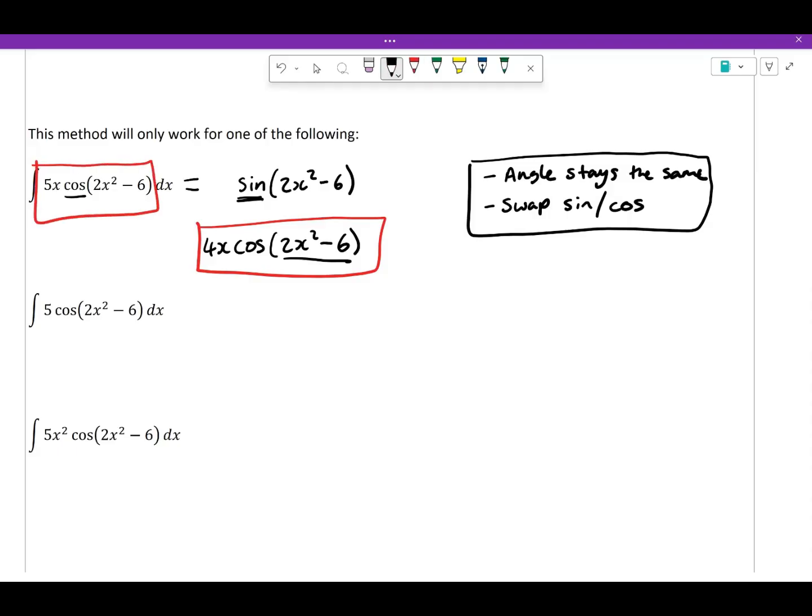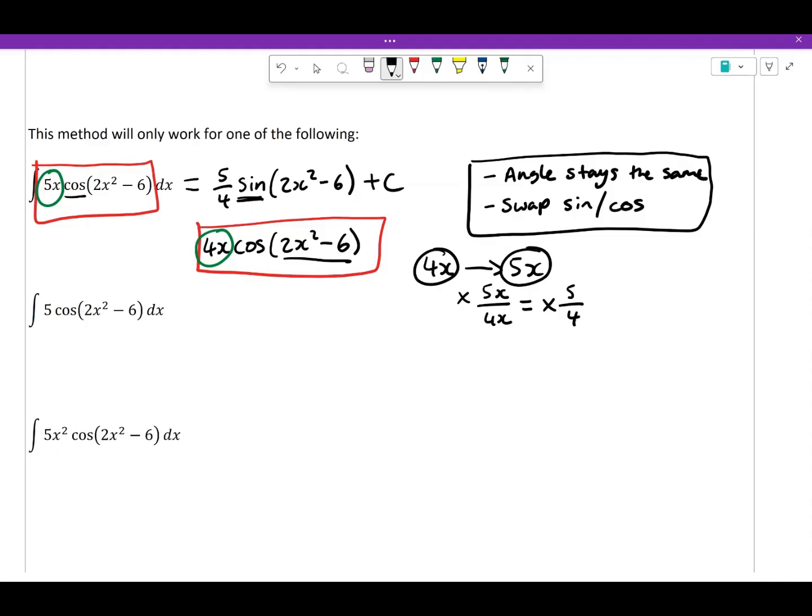So the question is, how do I get from 4x to 5x, which are the terms written in front of our trig functions? Well, what we'd have to do is multiply by the 5x divided by the 4x. So 5x divided by 4x simplifies to 5 over 4. Therefore, I'd put a 5 over 4 in front here, and it would be plus c.